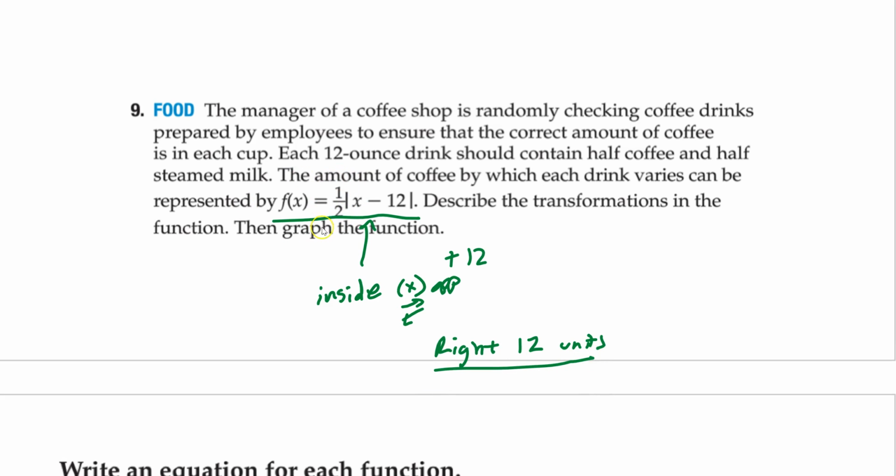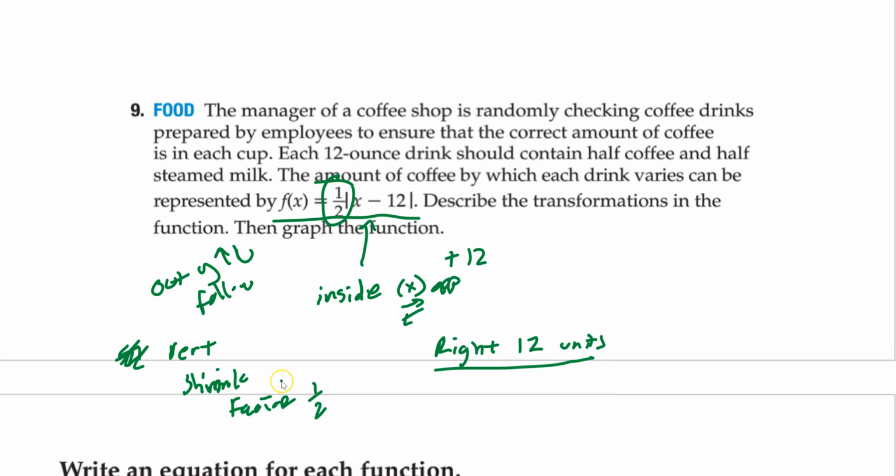Then the 1/2 here, notice that's on the outside. So this is on the outside, y follow. Again, y tells me it moves up and down. And we're multiplying, so it's a stretch. Actually, in this case, it's less than 1, so we're going to shrink. So it's a vertical shrink by a factor of 1/2. So we're going to shrink it by 1/2, and we're going to move it right 12 units.